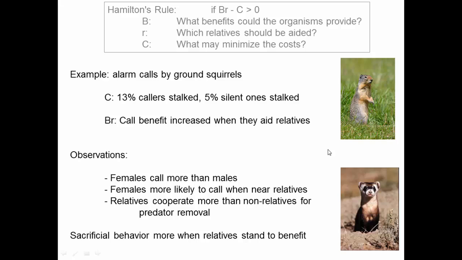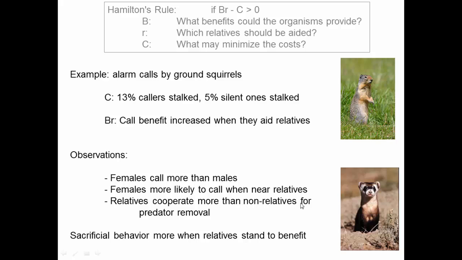Then when she sees a predator, she's actually much more likely to be silent. So we actually see them modifying their behavior based on whether the benefits are likely to go to relatives or non-relatives. And then here's one of the predators of ground squirrels, and it turns out that relatives cooperate.